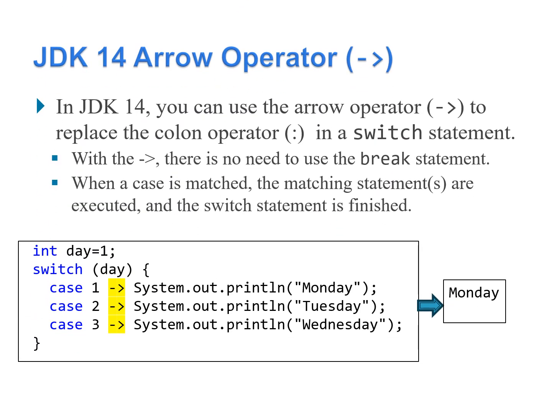To avoid the errors from forgetting break statements in switch, JDK 14 introduced a new arrow operator, which is denoted by the minus sign followed by a larger than sign. So in JDK 14 and later versions, you can use the arrow operator to replace the colon operator in a switch statement. With the arrow operator, there's no need to use the break statement. When a case is matched, the matching statements are executed and the switch statement is finished.